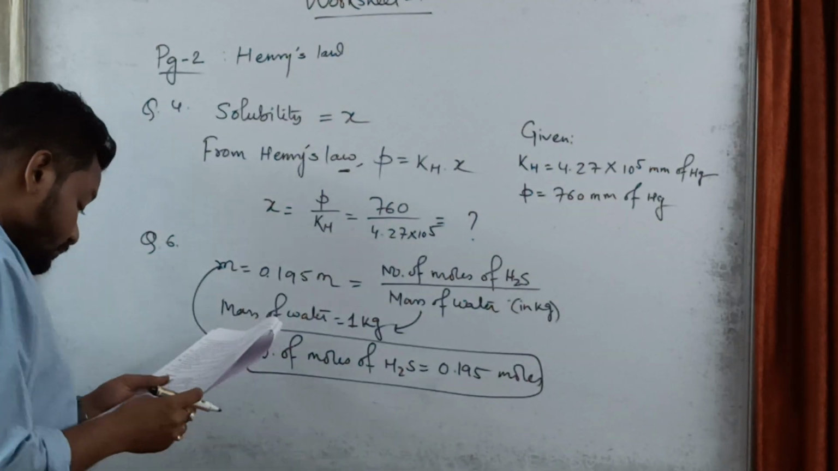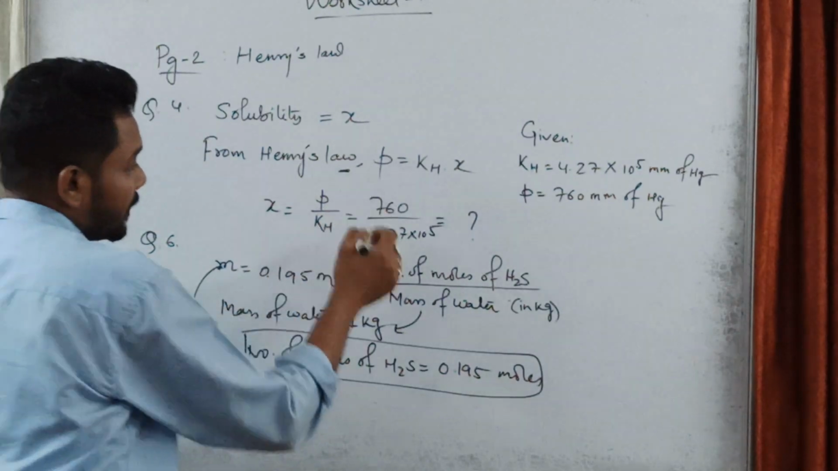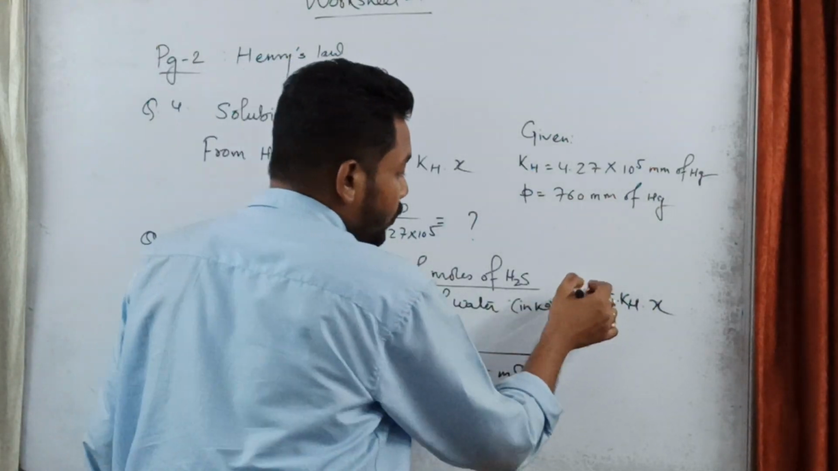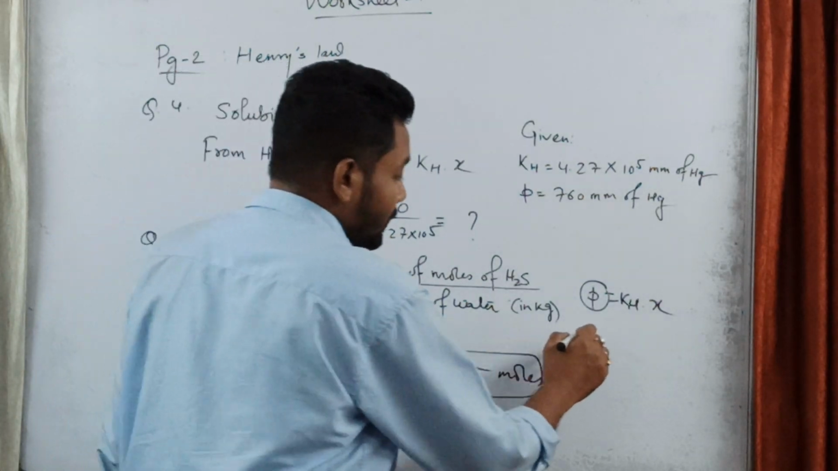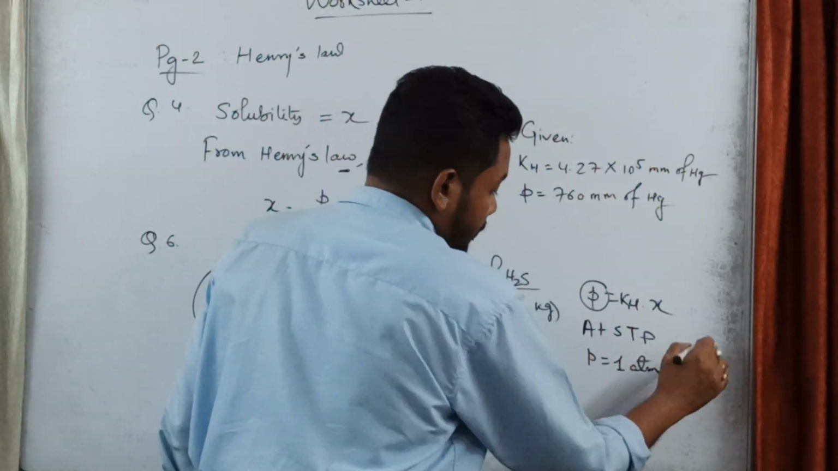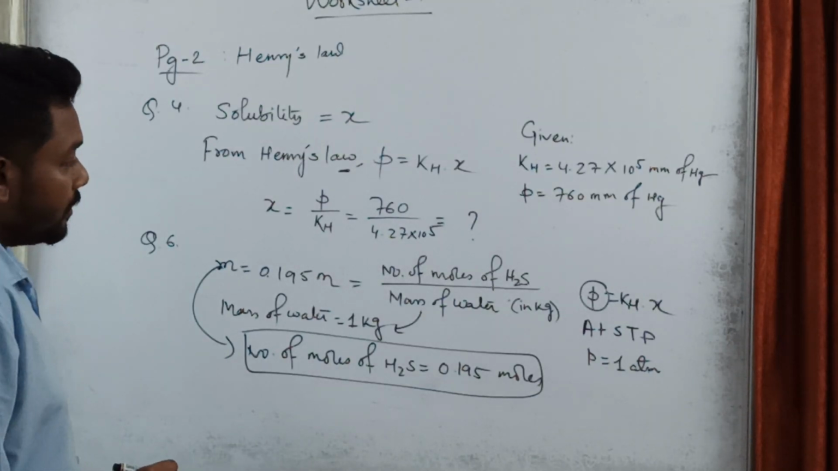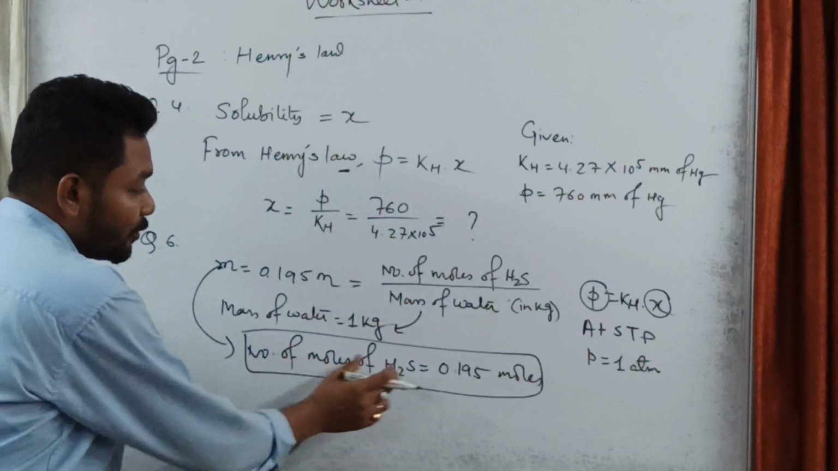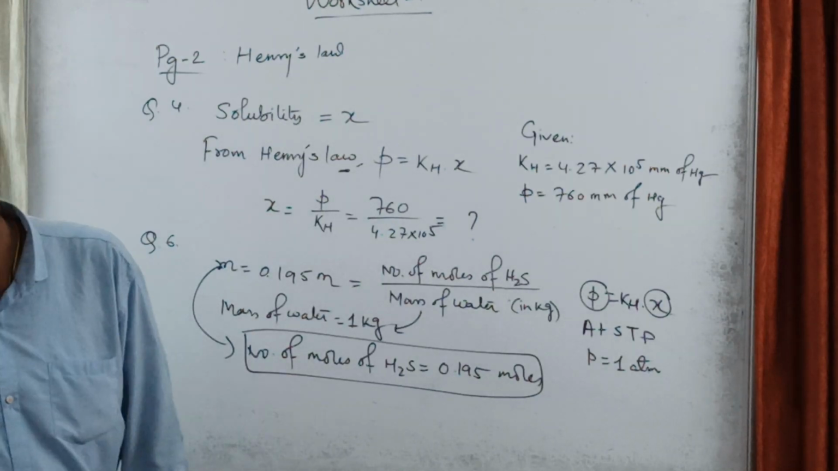After that they are saying calculate the Henry's law constant. To calculate it, you know the equation P equals Kh into X. Pressure is already known. Why? Because they are saying STP. At STP you all know that pressure is 1 atmosphere. That means they are indirectly giving you the pressure. So pressure is given. X you need to calculate. The number of moles you have already calculated, but X you need to calculate so that you will be able to get the Kh value.